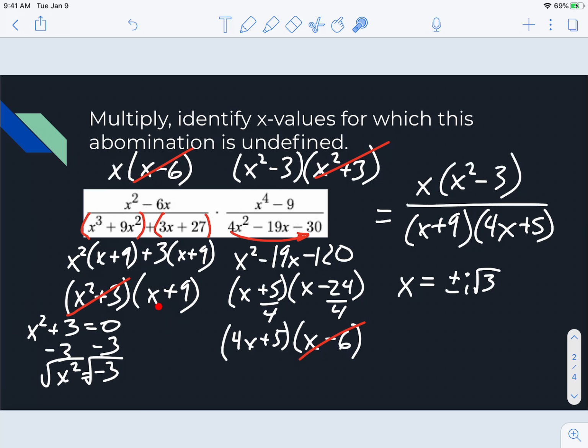Then the rest of them are a little more straightforward. X plus 9, we can just switch the sign there, and that is negative 9. 4x plus 5, to save time, let's look at the step above it, right? X plus 5 over 4, this has the same solution, so if we switch the sign there, it is negative 5 over 4. And then the last one would be from the x minus 6, we can just switch the sign and make that a positive 6. So look at all those lovely domain restrictions.